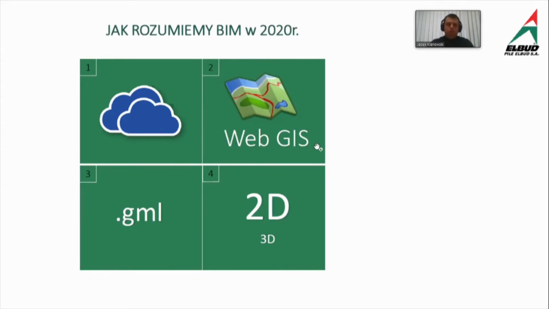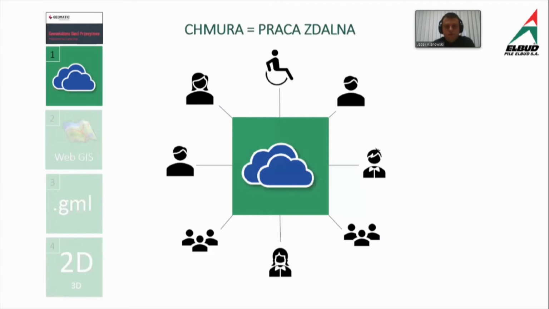Briefly, how we understand BIM today was slightly different than the understanding of BIM from many presentations so far. First, we understand it as a cloud, as GIS systems, especially web ones. We understand it as a structure of GML-based databases and as 2D. Briefly, why individual elements are needed for building systems by us.